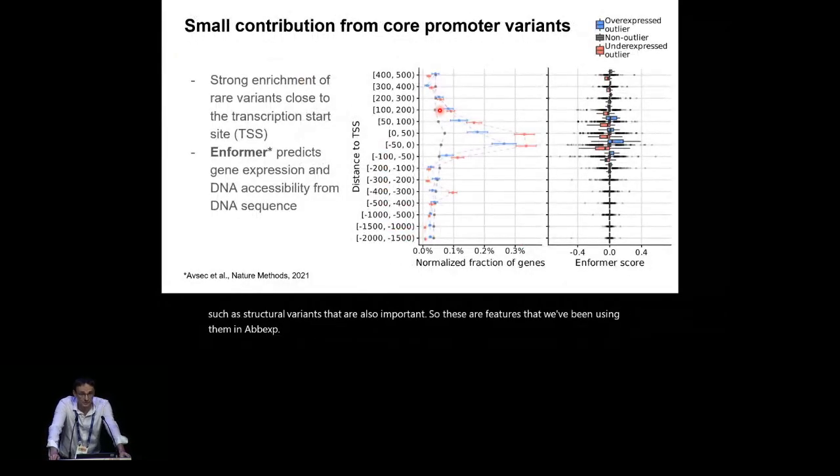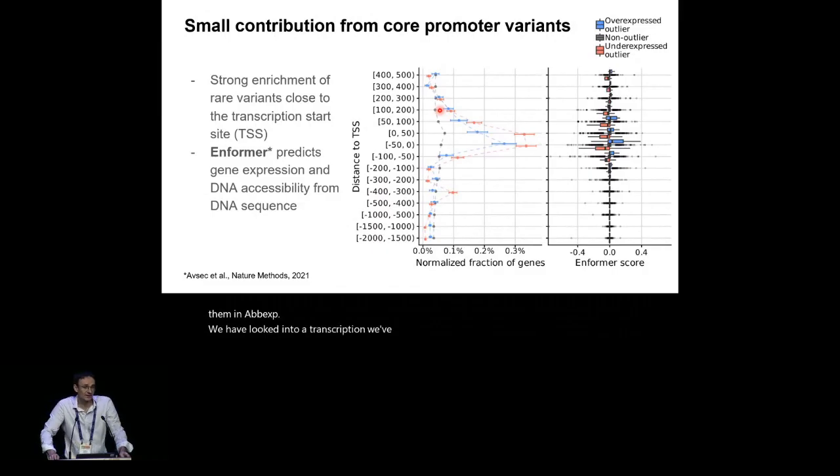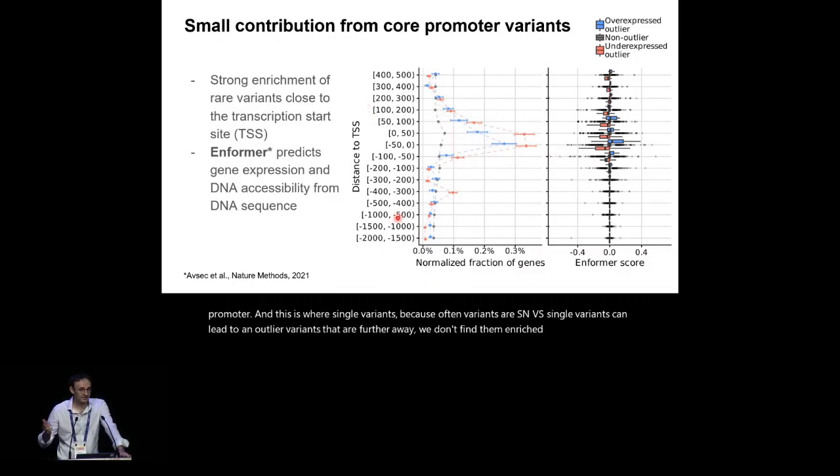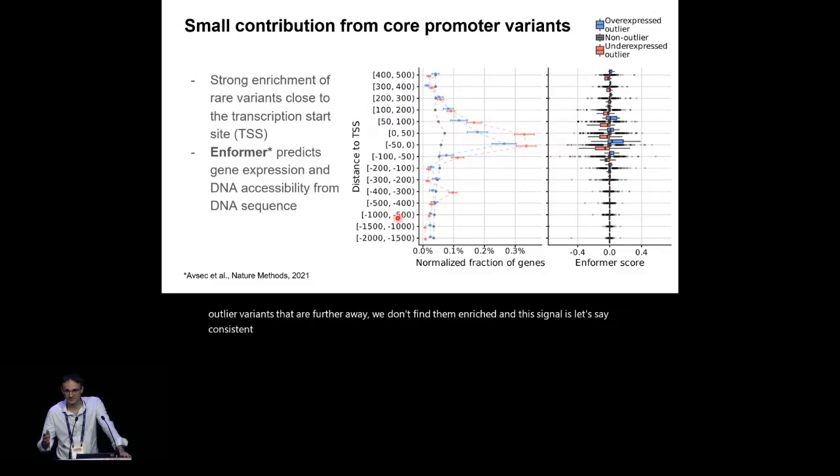We have looked into transcription. We've used Enformer. And the signal that we could find is confined very close to the transcription start site. It's called the core promoter. And this is where single variants, because often variants are SNVs, single variants can lead to an outlier. Variants that are further away, we don't find them enriched. And this signal is, let's say, consistent with Promoter AI, the recent paper from Illumina, which will also find that the enrichment is close to the TSS.